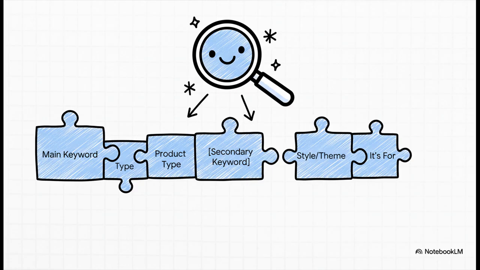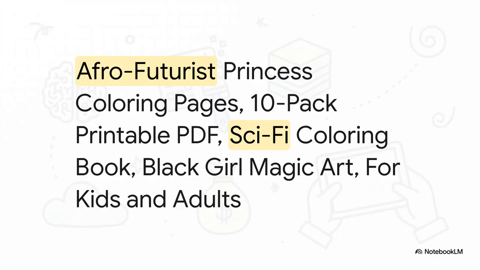Following a template like this one ensures that you are stuffing your title with the keywords that real people are actually typing into the Etsy search bar. You're making your product discoverable. So let's see how this works with our project. Afrofuturist Princess Coloring Pages. That's our main keyword phrase. 10-pack printable PDF. That's the product type. Sci-fi coloring book is a secondary keyword. You see, every single part of this title has a job to do. It's all working to get your listing found.